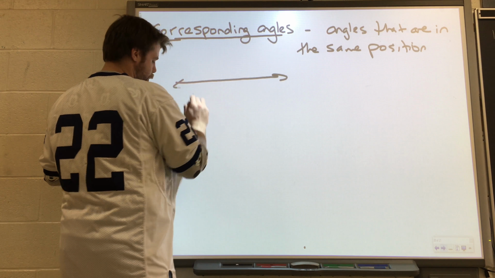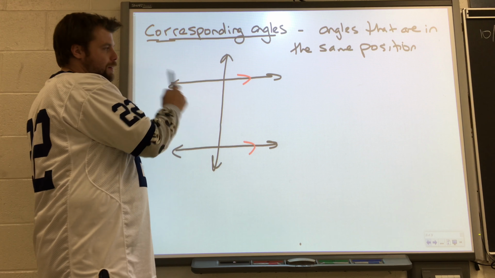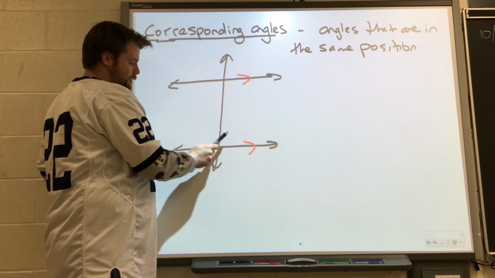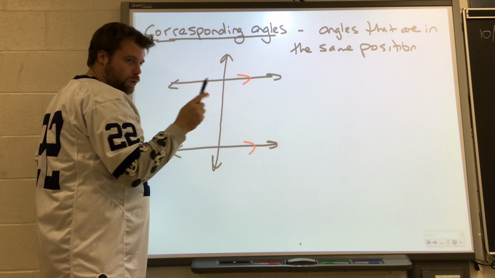All right. Now, corresponding angles are angles that are in the same position. What I mean by that, assume that I've numbered these 1, 2, 3, 4, 5, 6, 7, 8 in order again. If you look at number 1, where angle 1 is, it's in the top left of this sort of 4-angle picture. Well, down here where angle 5 would be is in the same position. It's in the top left. Those are corresponding angles.